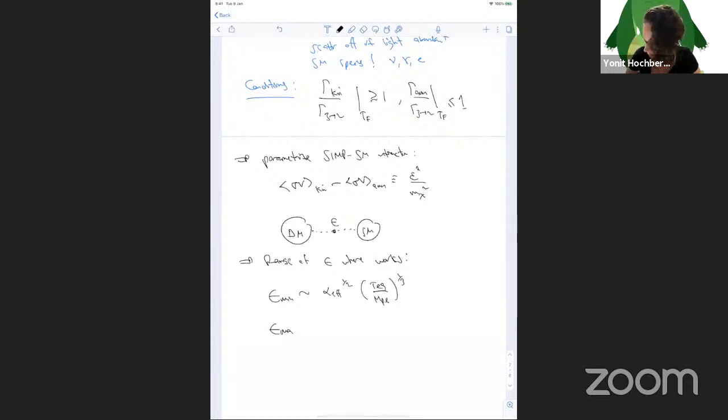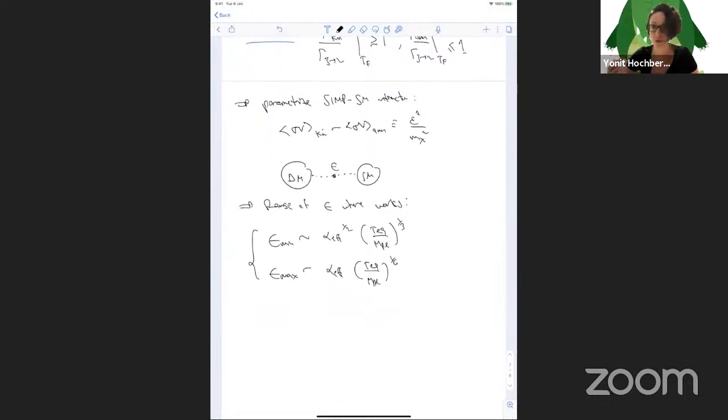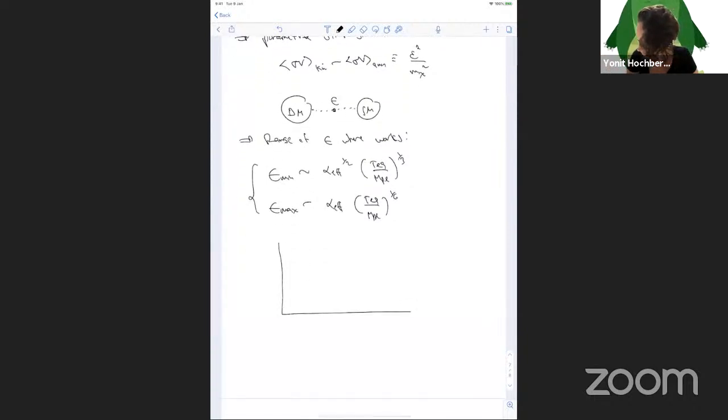And we have some maximal value of epsilon, which is roughly alpha effective times T equality over m Planck to the 1 over 6 power. So this is epsilon min and epsilon max, and if epsilon is in between them, then things work. Let me look at this as a function of dark matter mass. Here's my epsilon, and I have these two curves, epsilon min and epsilon max, that define the range of validity. If I'm in between these two, this is where I have SIMP dark matter.